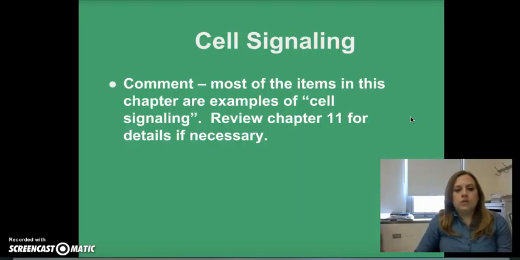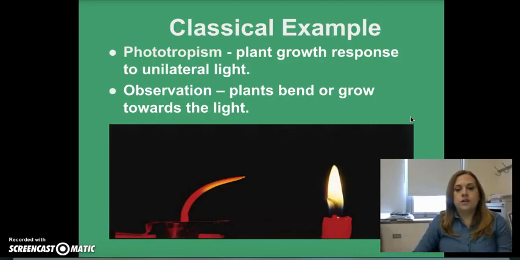And so what that means is plant bodies end up being much more flexible in morphology than animals. We're going to talk a little bit about cell signaling in this chapter, and so if you're really struggling to remember that, I do suggest you guys review chapter 11, just to refresh a little bit.